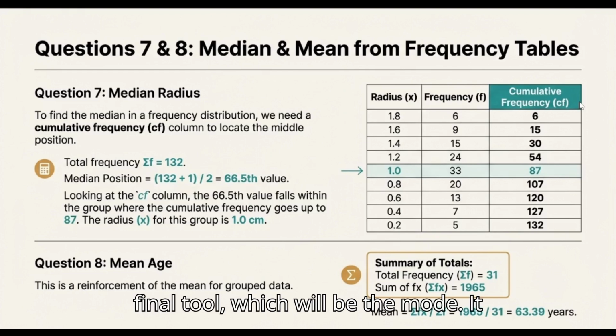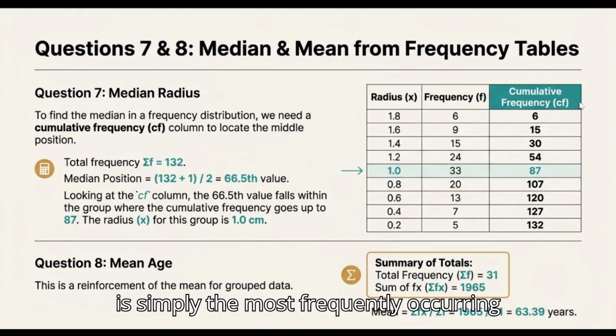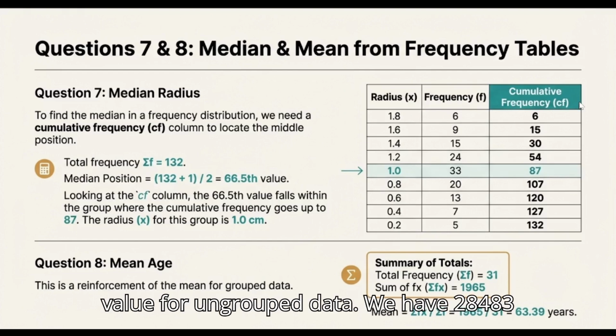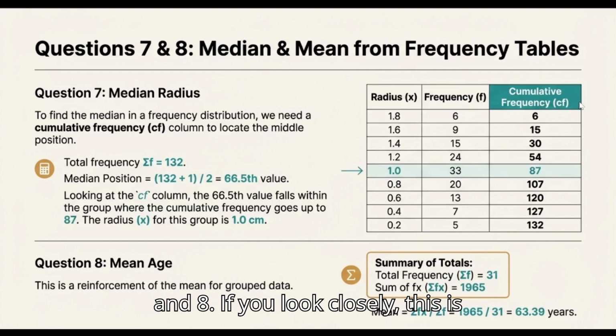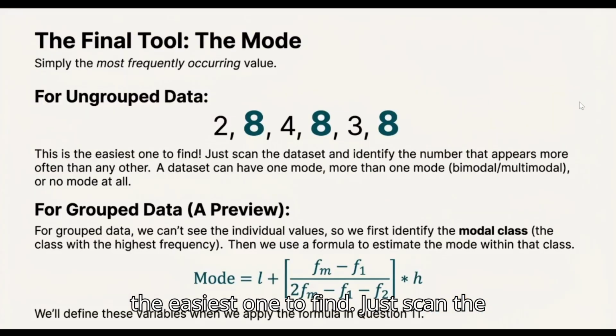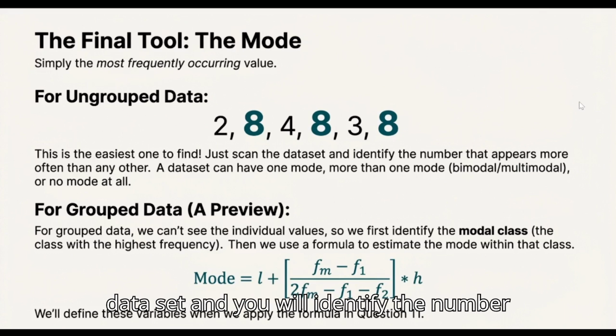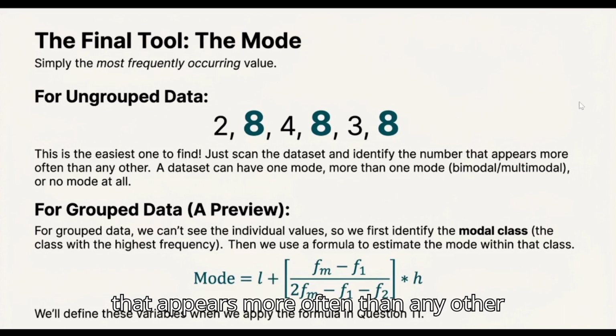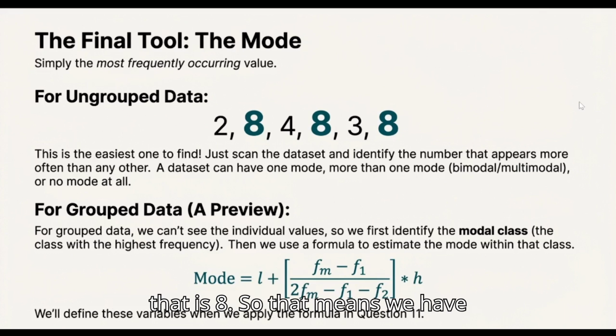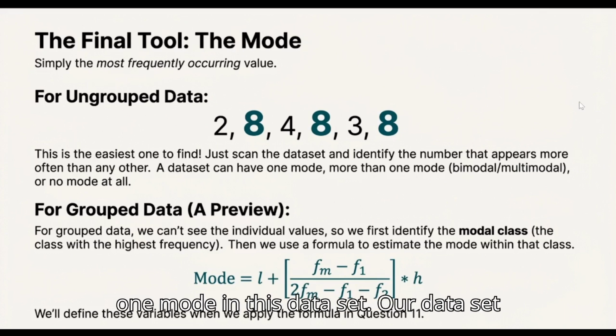The final tool, which will be the mode, is simply the most frequently occurring value. For ungrouped data, we have 2, 8, 4, 8, 3, and 8. If you look closely, this is the easiest one to find. Just scan the data set and you will identify the number that appears more often than any other. That is 8. So that means we have one mode in this data set.